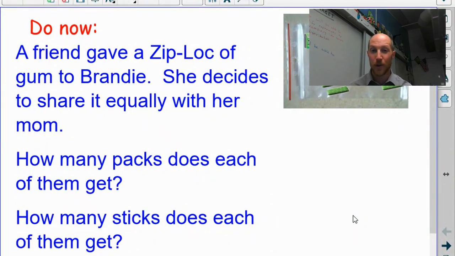Good morning, algebra. Here's our do now. A friend gave a Ziploc full of gum to Brandy, and she decided to share it equally with her mom. So how many packs of gum will each of Brandy and her mom get, and how many sticks of gum will each of them get? You can hit pause while you think about it. I know it's a head scratcher.